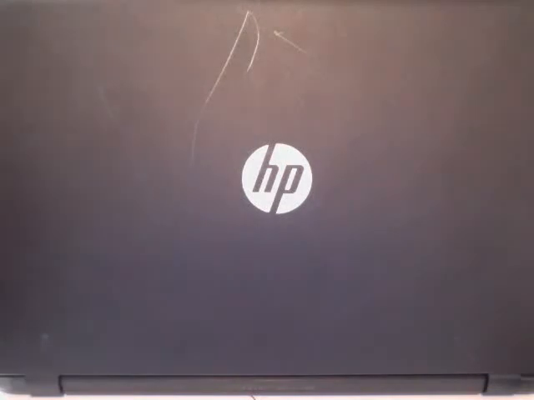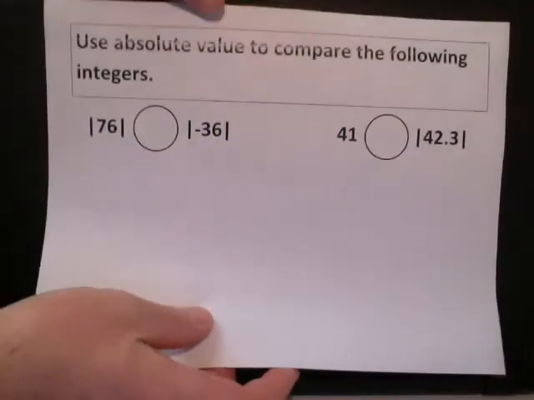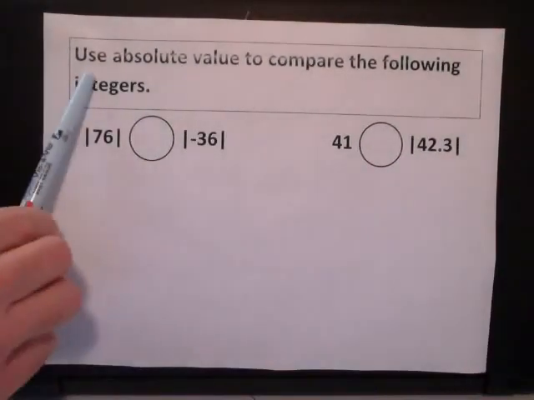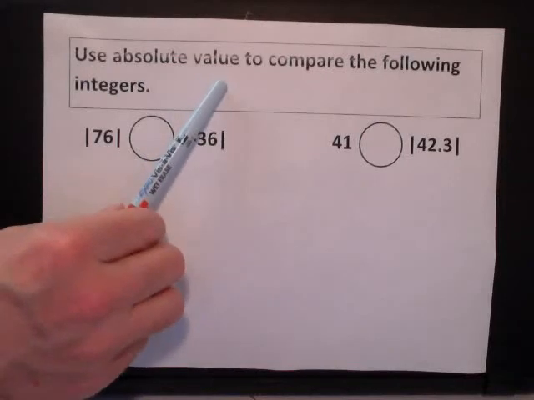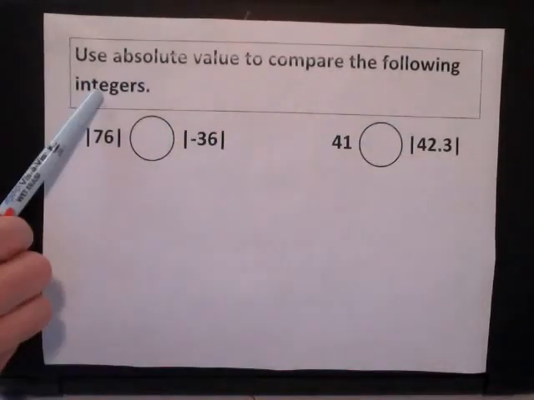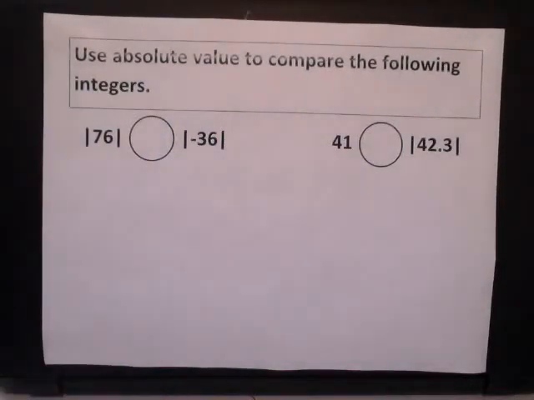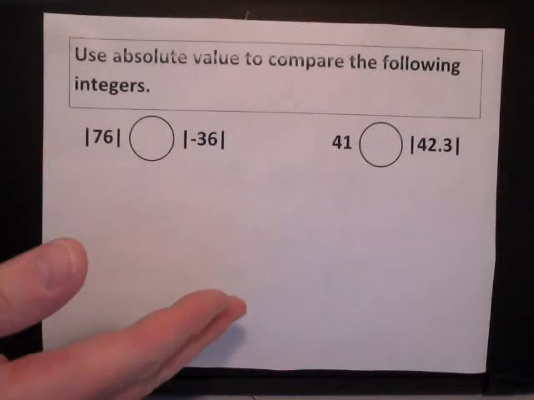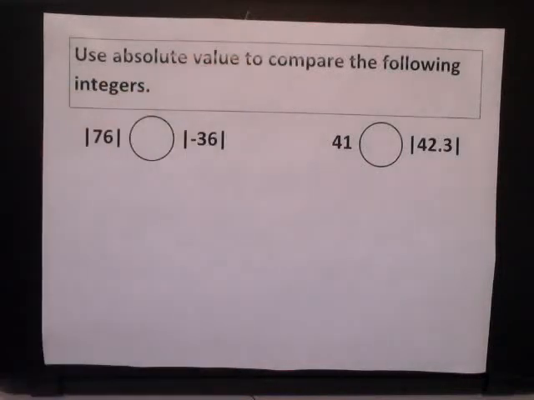Now, let's take a look at comparing some things. Let's actually compare some values. Use the absolute value to compare the following integers. At this point you can pause the video and try doing these yourself, or you can wait a moment or two and I will show you how to solve those. So pause the video now and give it a try, or just wait a moment and we'll go over them.